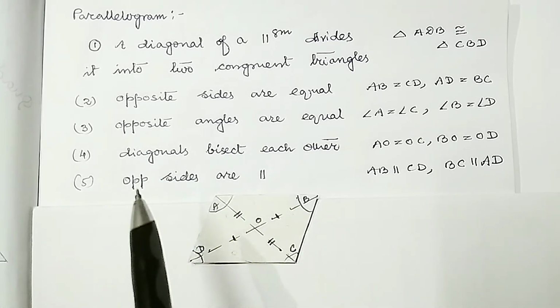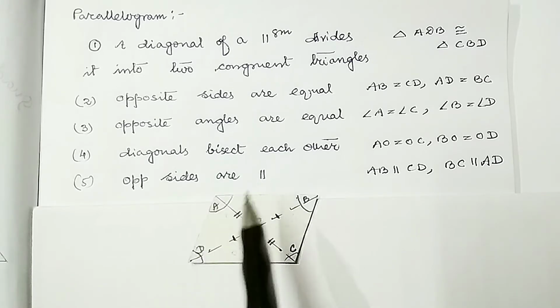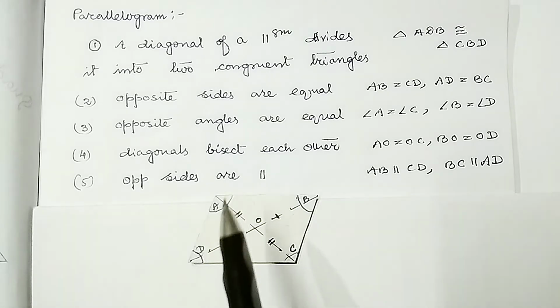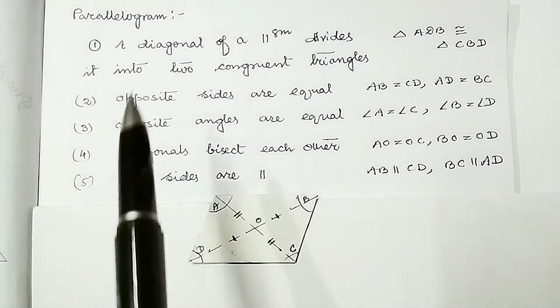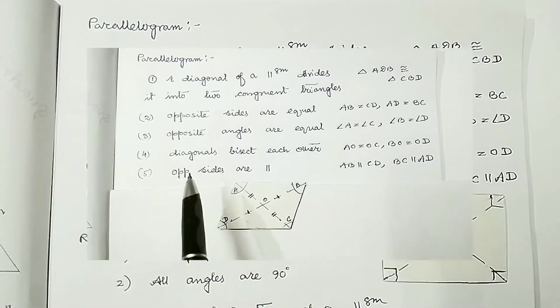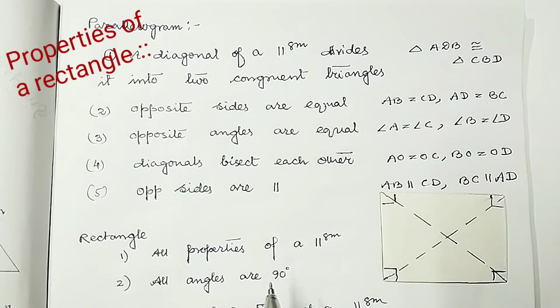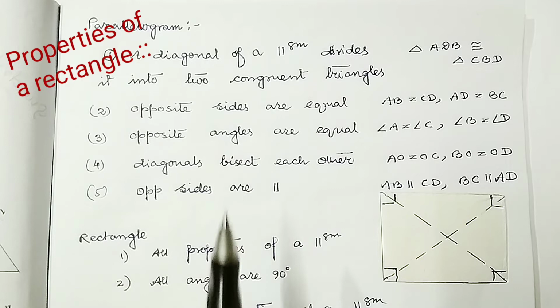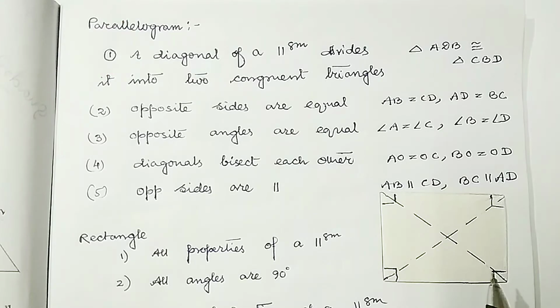And the last point is opposite sides are parallel. Here AB is parallel to CD and BC is parallel to AD. I hope the properties of parallelogram are now clear. Now in case of a rectangle, whatever properties I said for parallelogram, all the properties are applicable. Here the extra property that I should mention is that each angle in case of a rectangle is 90 degree, and here diagonals are always equal.